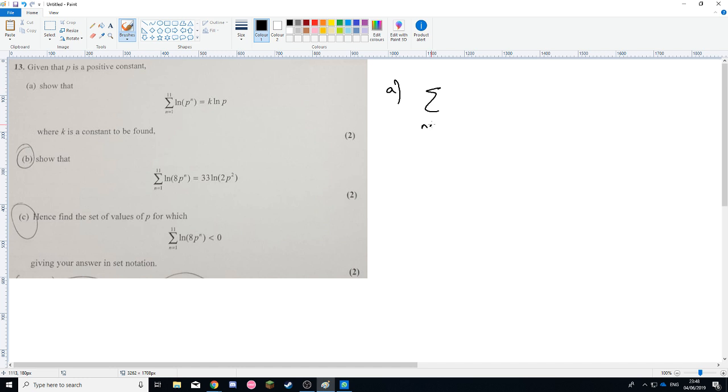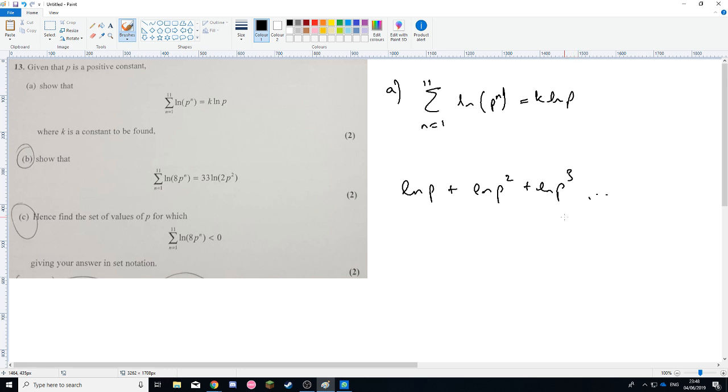So first of all, I'm just going to write this out. ln of p to the n is equal to k ln of p. That's what I want to show. So let's try n equals 1. That's ln of p plus ln of p to the 2. This is not ln of p to the power of n; this is p to the power of n, and it's specified that. So plus ln of p cubed, etc.